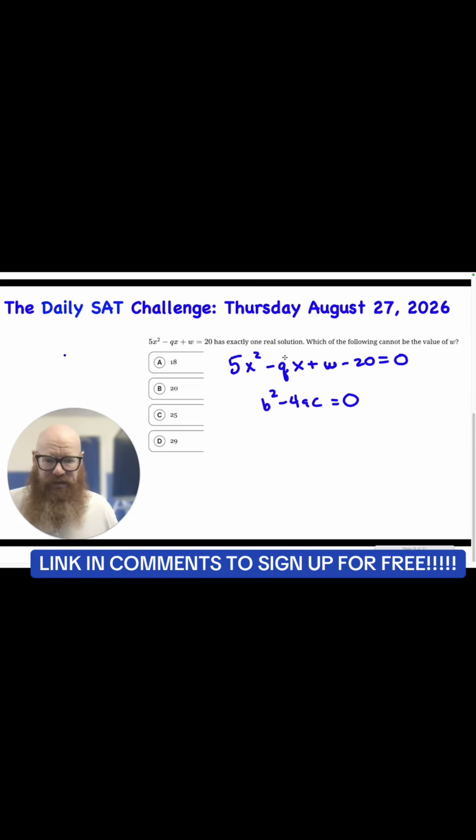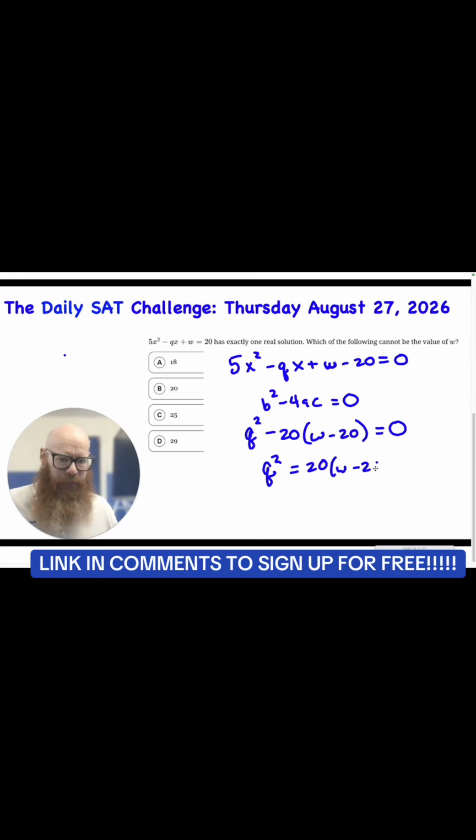So b is just negative Q, and if I square it, I get Q squared, because the negative squared becomes positive. Minus 4 times a, which is 5, so that's 20, times c. c is this whole thing, W minus 20. It's the constant. I need that to equal 0. And then what I'm going to do is throw the 20 times W minus 20 to the other side. So I'm going to add it, and then I'm going to stop there.